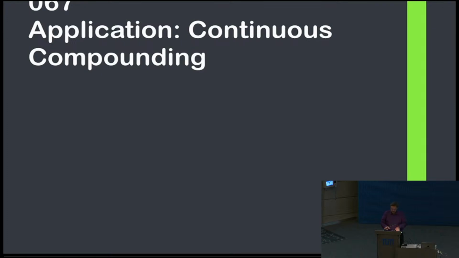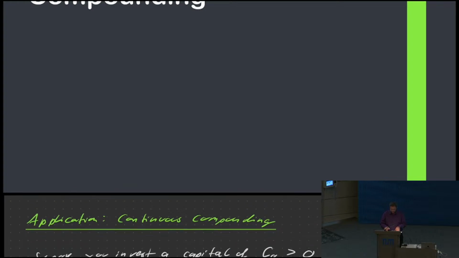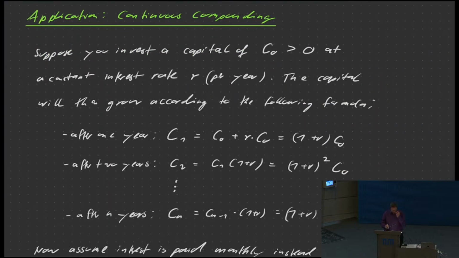A brief application of that. A pretty famous application is called continuous compounding. The idea here is that you make a safe investment, and you get a fixed interest rate on that. Your initial investment is C0, and after each year you get an interest rate of R added to that. So you have your original C0 plus interest rate times your original investment. That's what you have after the first year. You could also express this as 1 plus R times C0.